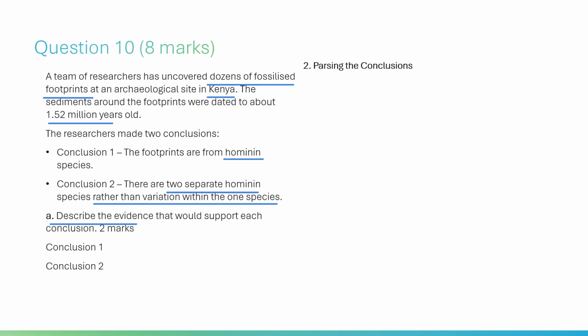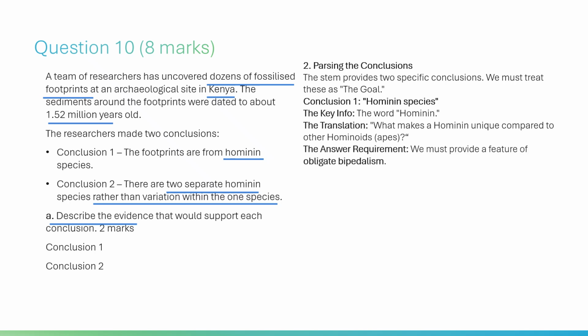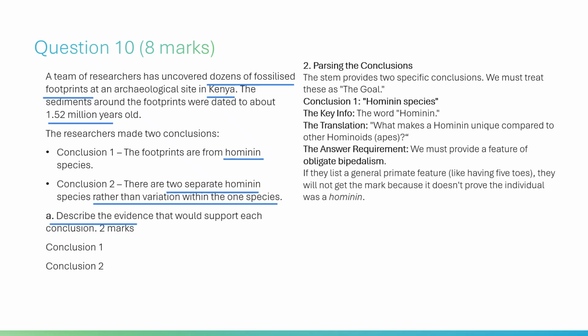2. Parsing the conclusions. The stem provides two specific conclusions. We must treat these as the goal. Conclusion 1. Hominin species. The key info: the word hominin. The translation: what makes a hominin unique compared to other hominoids, apes? The answer requirement: the student must provide a feature of obligate bipedalism. If they list a general primate feature, like having 5 toes, they will not get the mark because it doesn't prove the individual was a hominin.